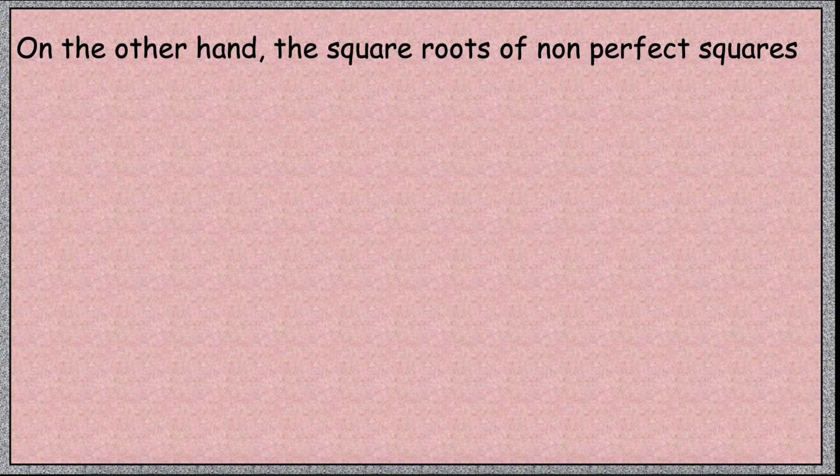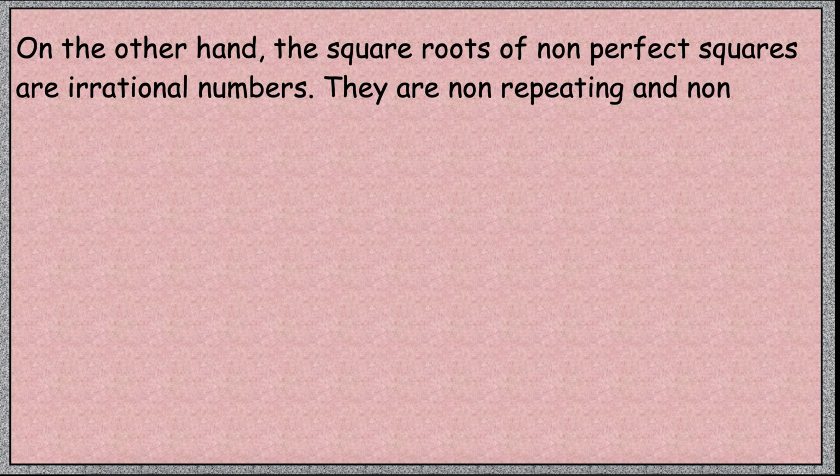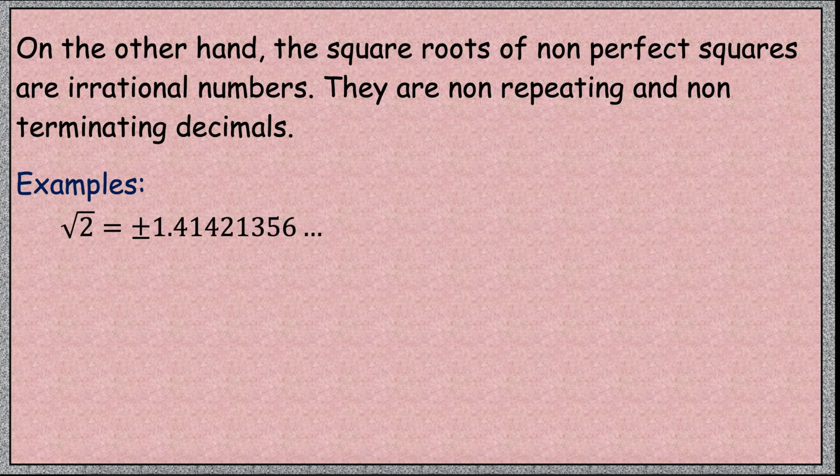On the other hand, the square roots of non-perfect squares are irrational numbers. They are non-repeating and non-terminating decimals. Examples: the square root of 2 is positive or negative 1.41421356 and so on. So it is non-repeating. There is no pattern. It is non-terminating. There is no last digit. It never ends. The square root of 7 is positive or negative 2.645 and so on.